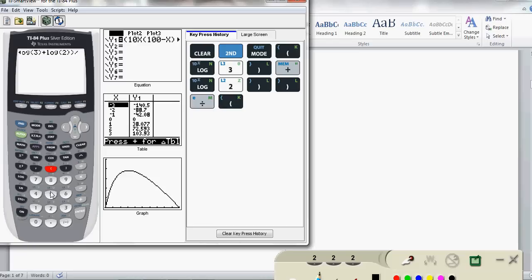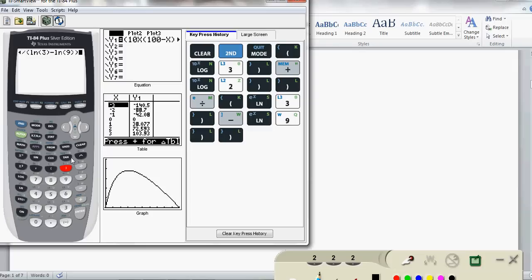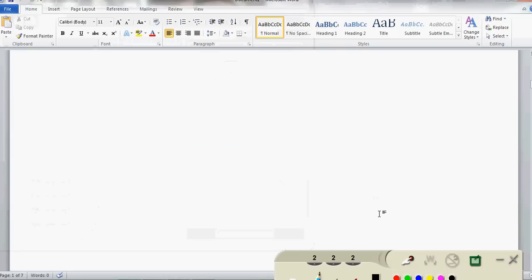Then we're going to divide by, and then inside parentheses, we're going to do the natural log. Well, the natural log is right beside the 4, the ln. So the natural log of 3, and we're going to close out that argument, minus the natural log of 9. Close out the 9, close out the denominator, and then hit enter. And we see that our answer, rounding to 3 decimal places, is negative 0.708.